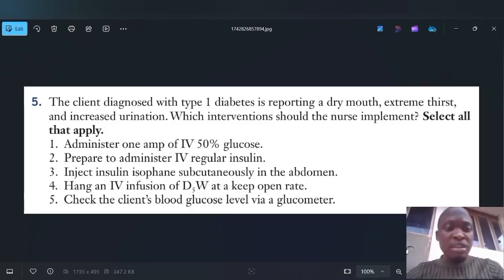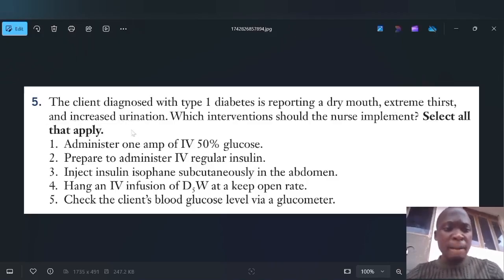All right, number 5. The client diagnosed with type 1 diabetes is reporting a dry mouth, extreme thirst, and increased urination. Which interventions should the nurse implement? Select all that apply. Guys, how do we handle select all that apply? By selecting true or false. So here we have the client diagnosed with diabetes type 1 and reporting these symptoms. Which intervention should the nurse implement? What are these symptoms, guys? Dry mouth, extreme thirst, and increased urination.